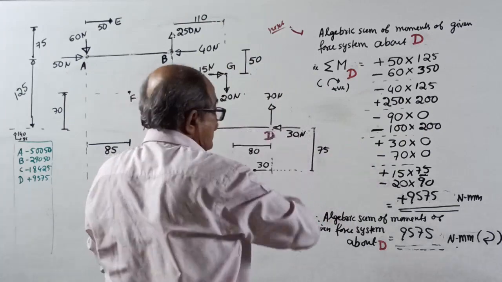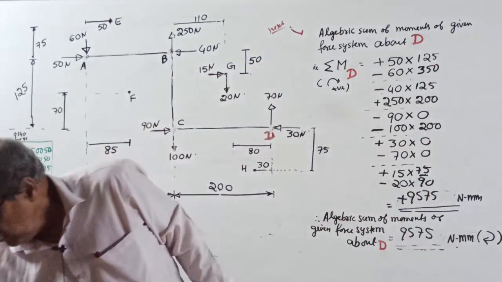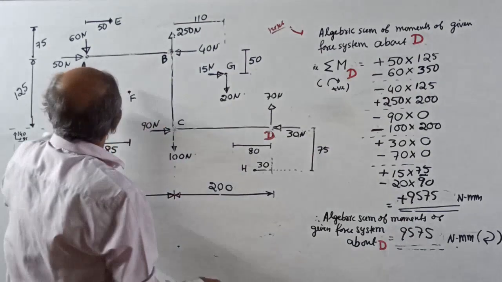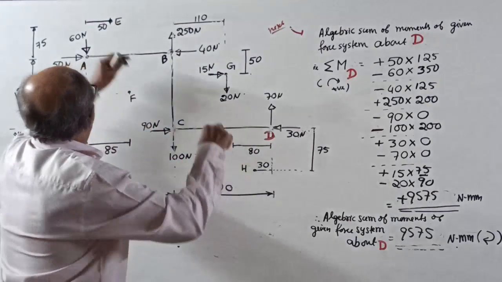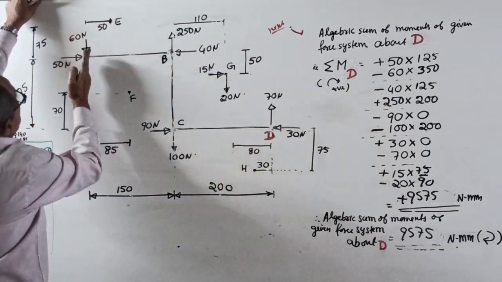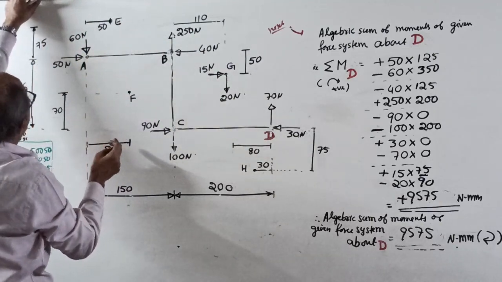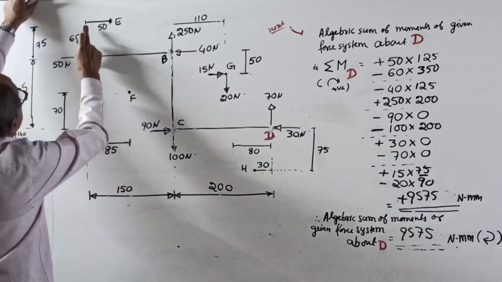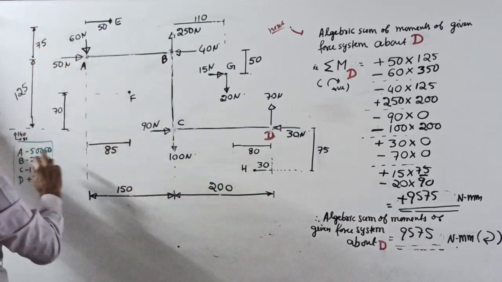Plus 9575. Yes, I got 9575. The answer is over. Okay, now the 4 standard points are over. Now the outside points. See, one point E is here, where they told it is from A to the right side by 50, and this is some other point.